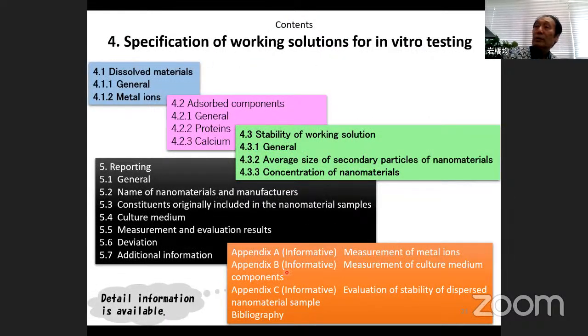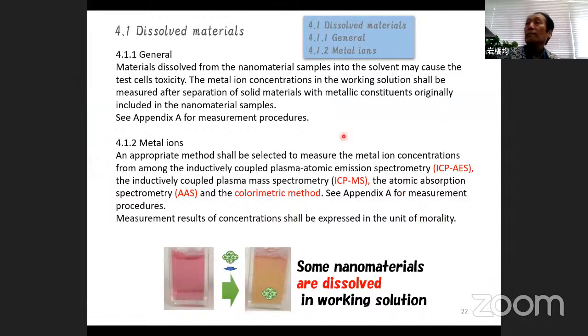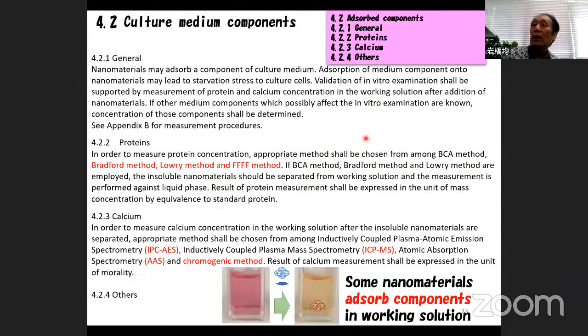And content: we have the scope and some methods. This is the content of working solution for in vitro testing. We have to see dissolved material and adsorbed components. We have to check the stability of working solutions. And we need reporting on how this has toxicity. And we have an appendix to give more information about the character of the nanomaterial. This shows the attainment method of how we have to measure, and the components, how to measure.